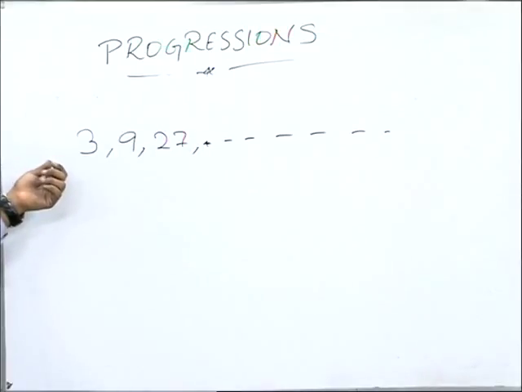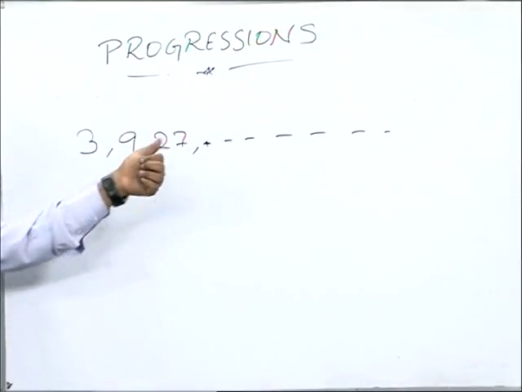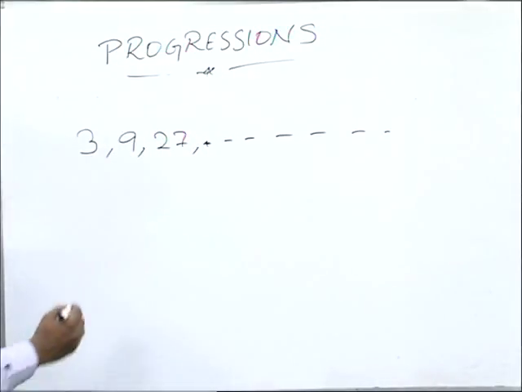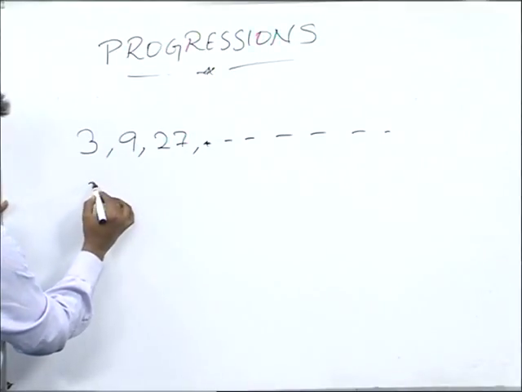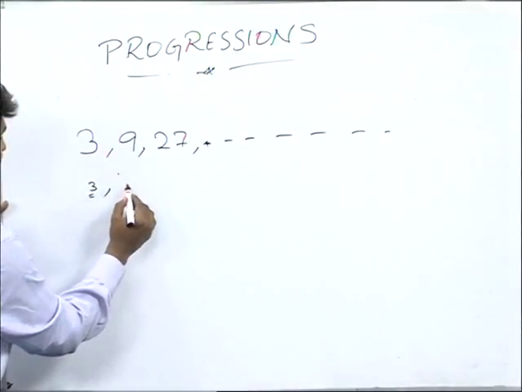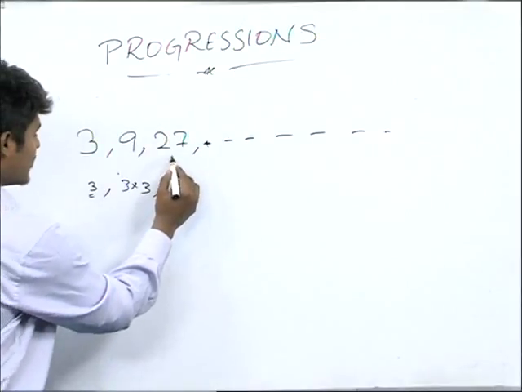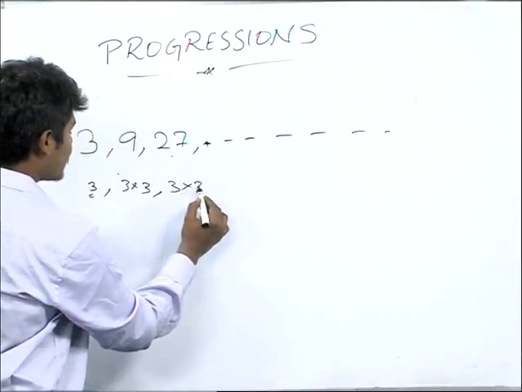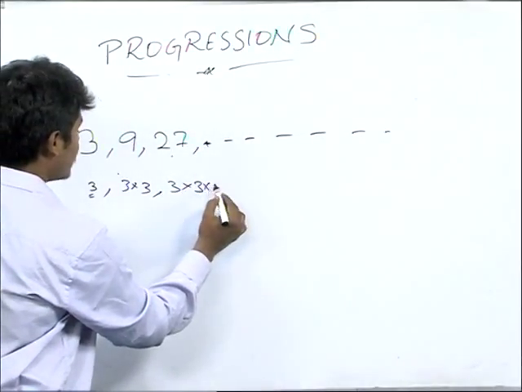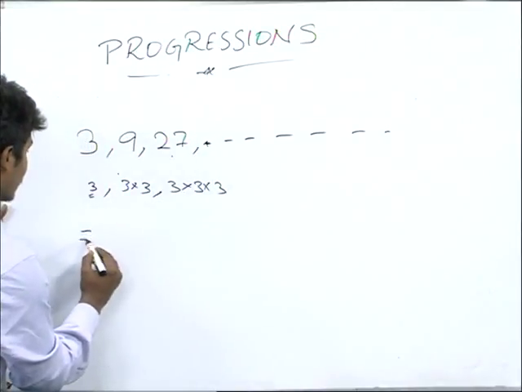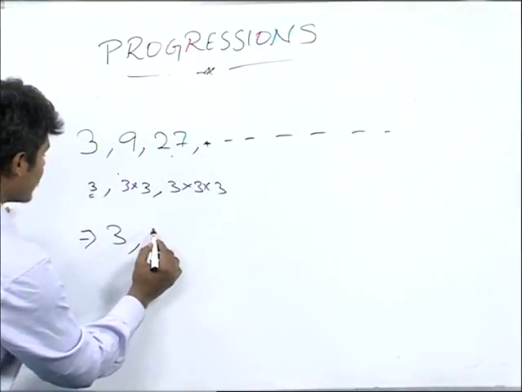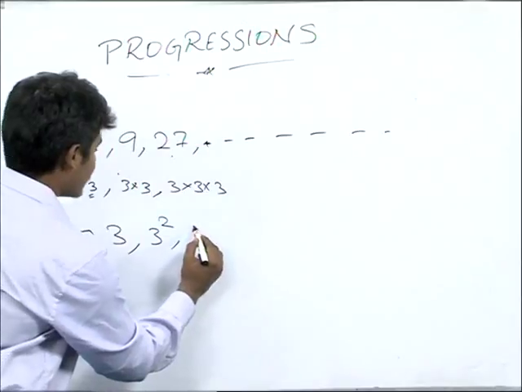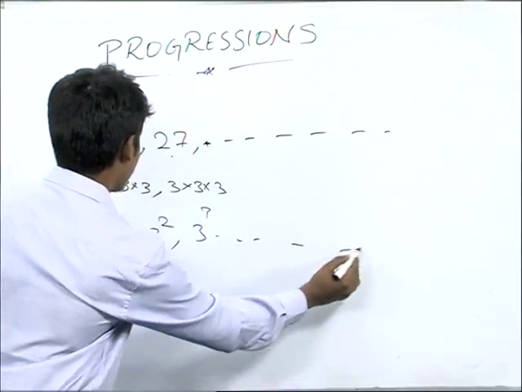See here, the series becomes a geometric progression because every term is multiplied by 3. 3, 9 can be written as 3 into 3, 27 could be written as 3 into 3 into 3, that is 3 square. So, the series can be written as 3, 3 square, 3 cube, and so on.